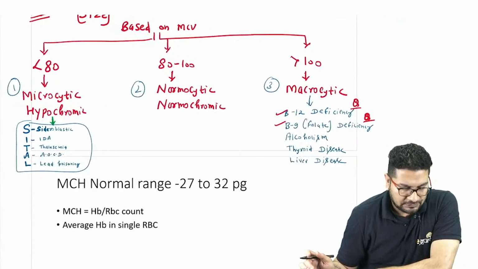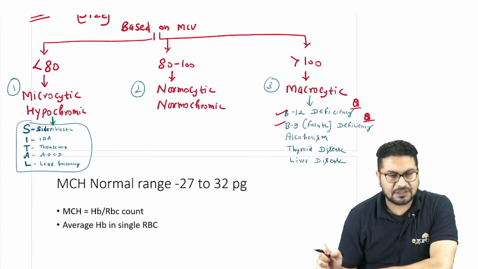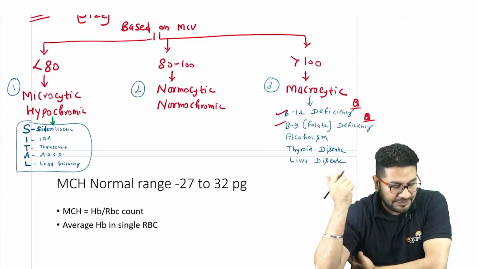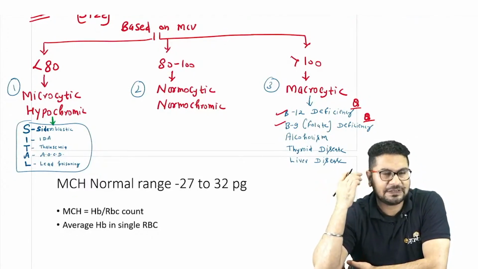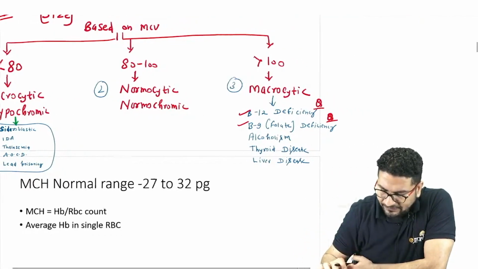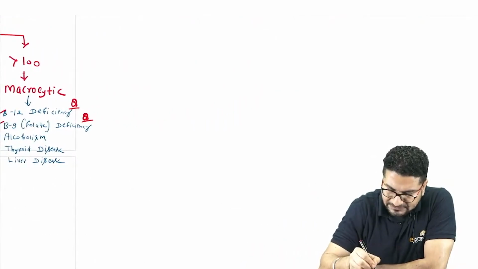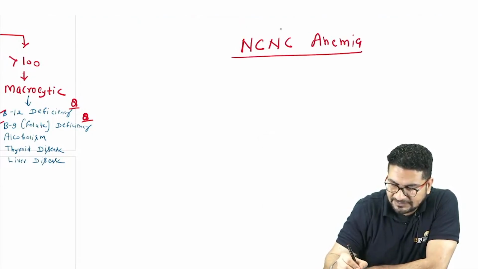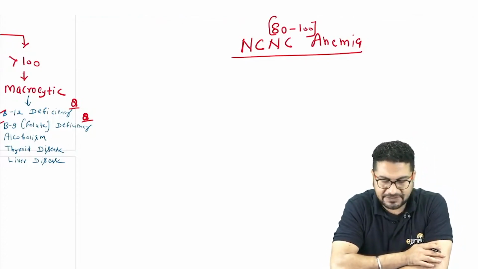Am I clear? So I told you till now, microcytic, then normocytic normochromic will come, we'll discuss those later, and macrocytic means B12, B9, liver disease and thyroid diseases. That's what you have to remember. Clear? Now see, if I say normocytic, normochromic anemia, it means the MCV value is in the range of 80 to 100.